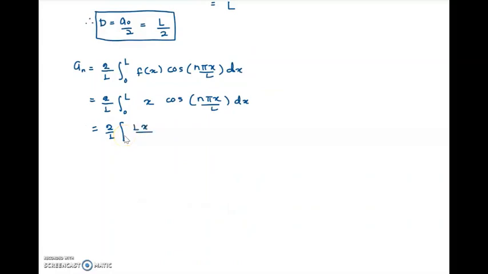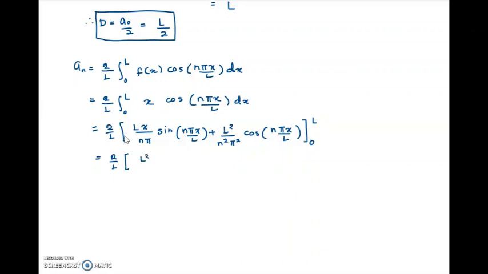So I'm just going to write the solution here. Lx over n pi sine n pi x over L, plus L square over n square pi square cos n pi x over L, evaluate from 0 to L. So when x equals L, we have 2 over L, L square over n pi, sine n pi, since L over L is 1, so we only have that, plus L square over n square pi square cos n pi.